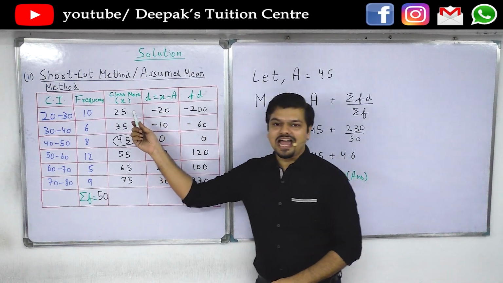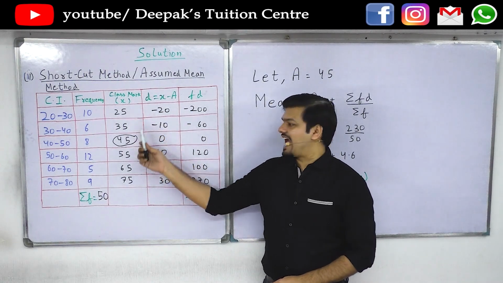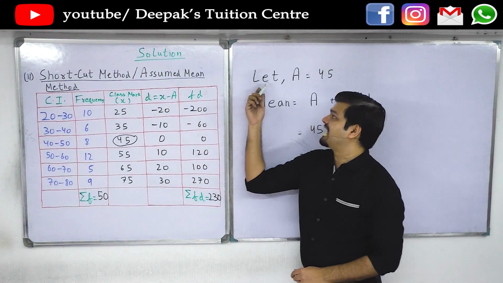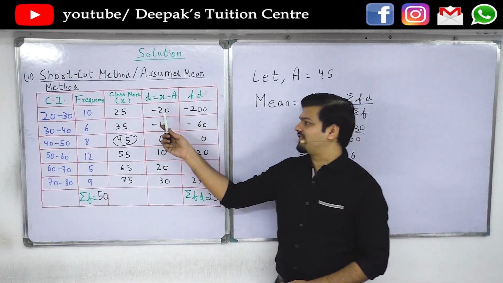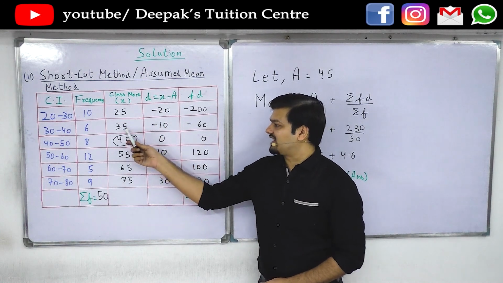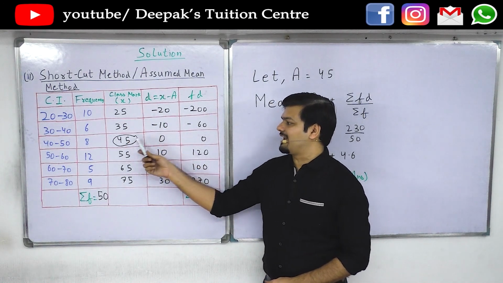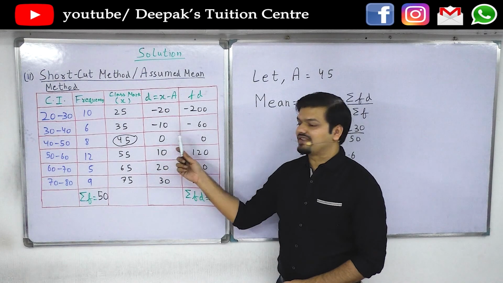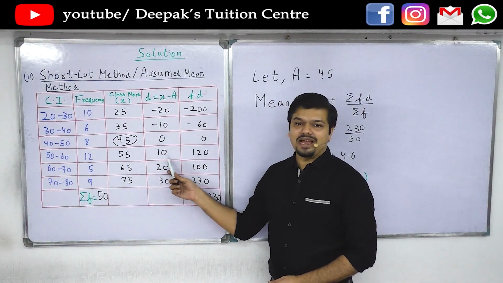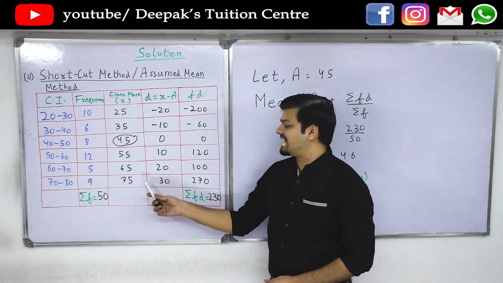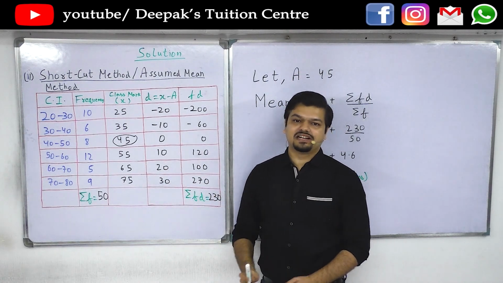Here in this row, X is basically 25 and A is 45. So we have written let A equals to 45. So 25 minus 45 is minus 20. 35 minus 45 is minus 10. 45 minus 45 is 0. 55 minus 45 is 10. 65 minus 45 is 20. And 75 minus 45 is 30.